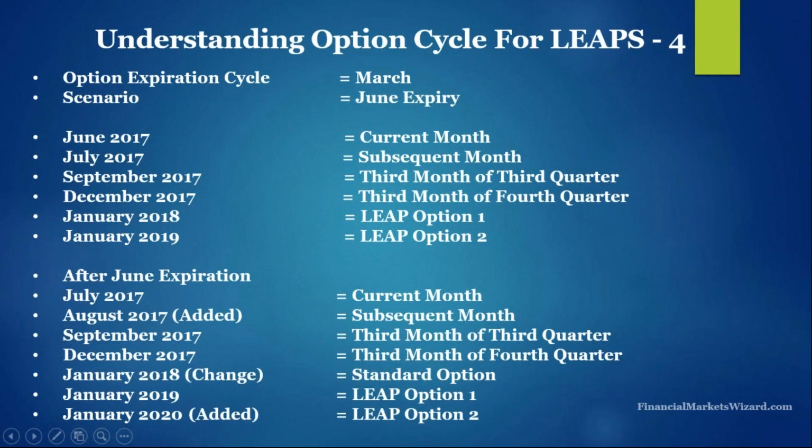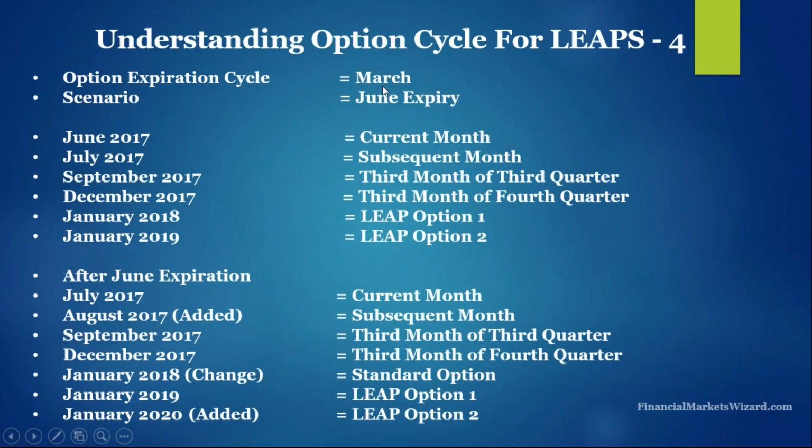So that's another example. Now in this example, there are more adjustments. So let's say the option expiration cycle is March and June expiry. Scenario is June expiry.